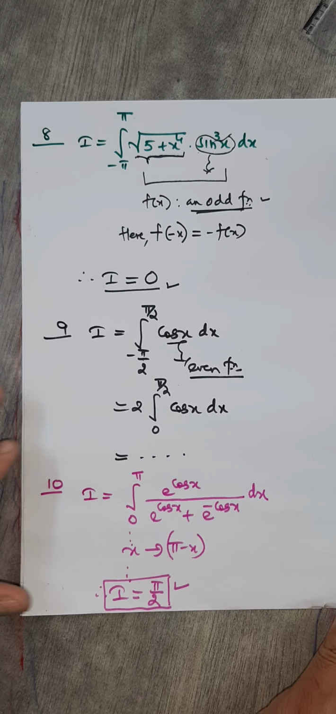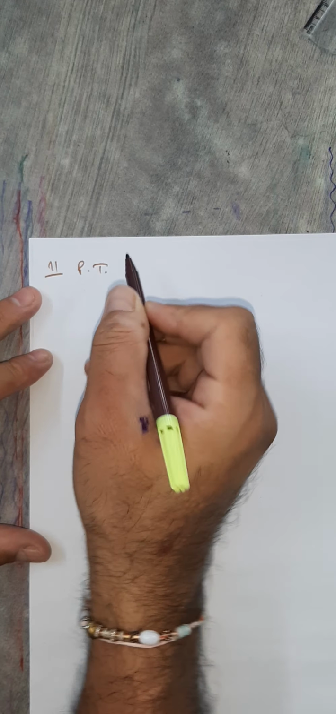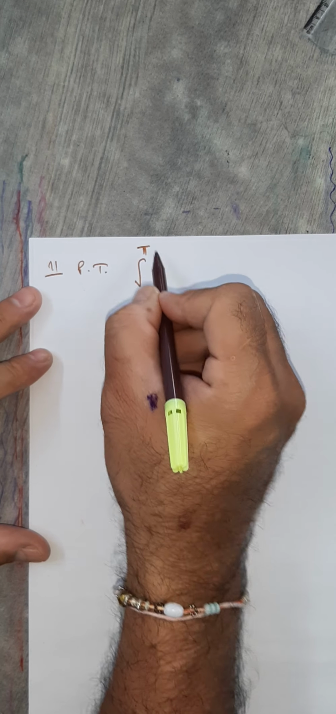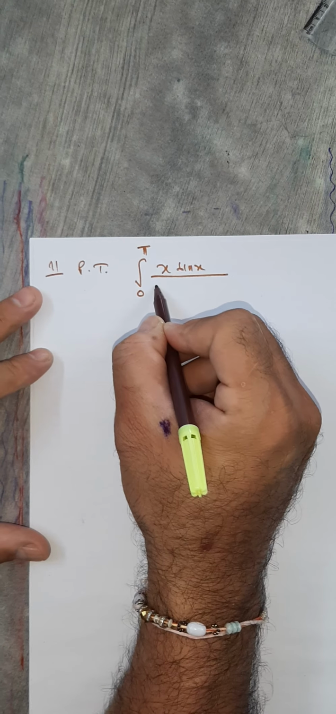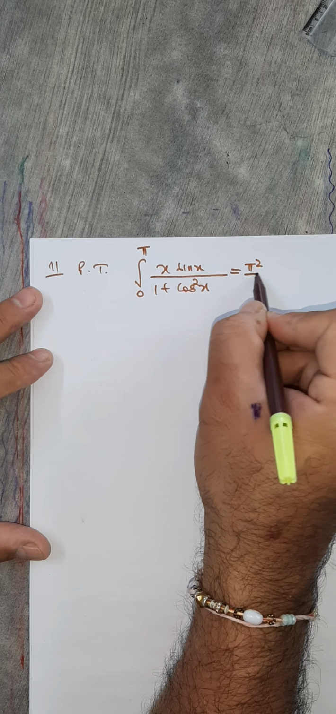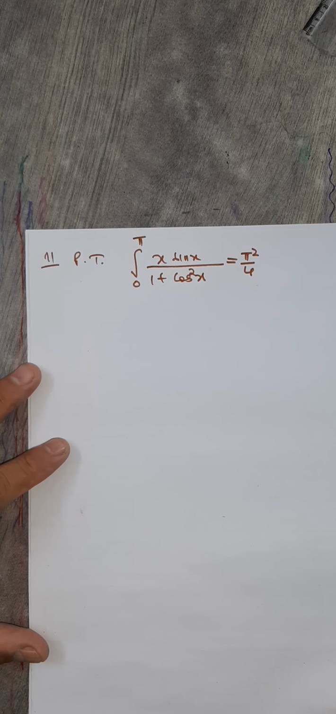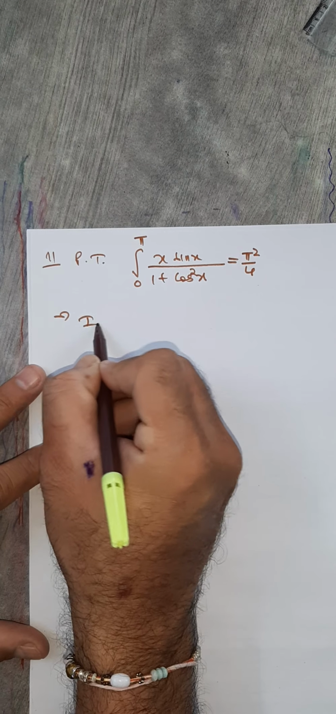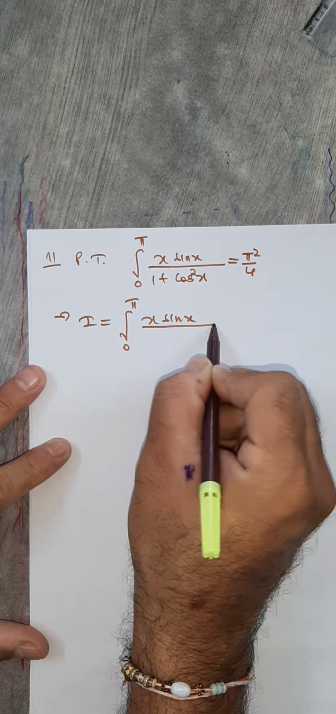Okay, one more. Let's see here. Question number 11. There you are asked to prove that integral 0 to pi of x sin x upon 1 plus cos square x equals pi square by 4. You are asked to prove this, pi square by 4. So what do you do? You start with LHS, call that I, integral 0 to pi x sin x upon 1 plus cos square x.